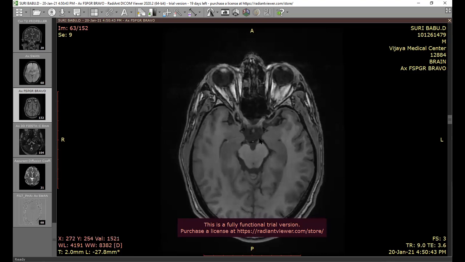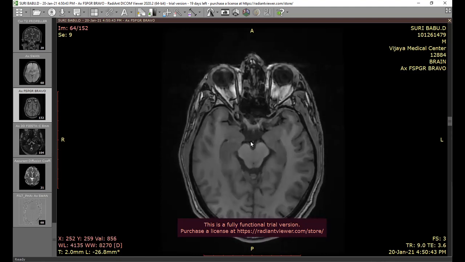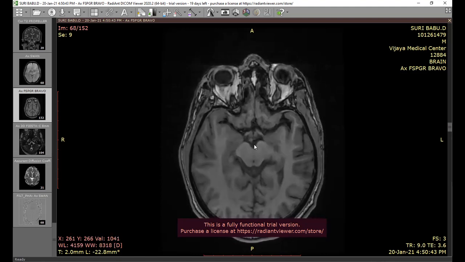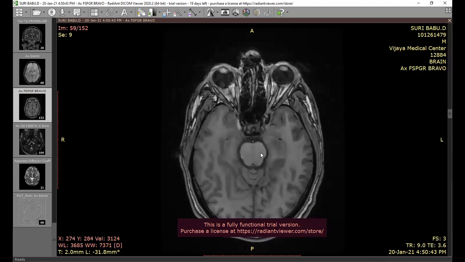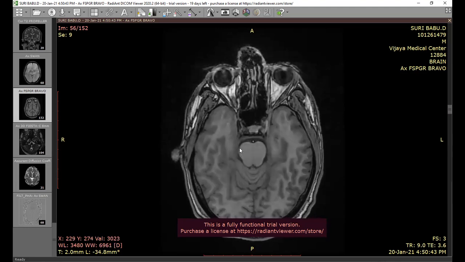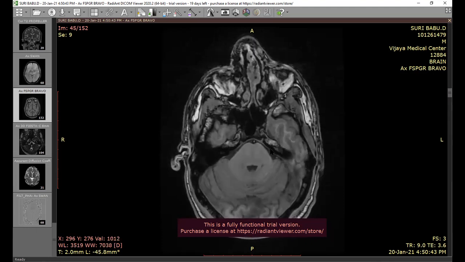Let's see, this is the oculomotor nerve originating from the interpeduncular system. You can see the third nerve, the oculomotor nerve, very easily. Then if you go downwards, you will find the trochlear nerve. It is going around to the interpeduncular system anteriorly. Then this is the fifth nerve. You can find the fifth nerve very easily here.